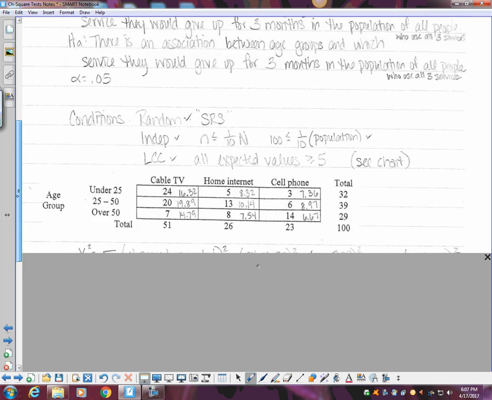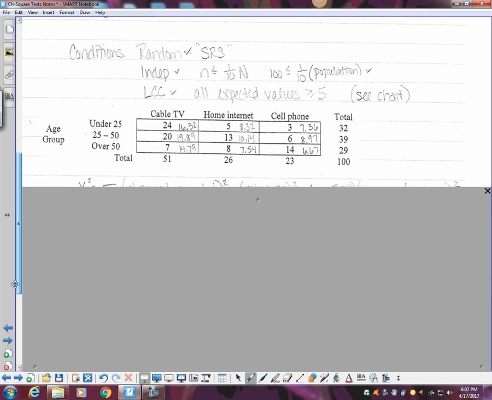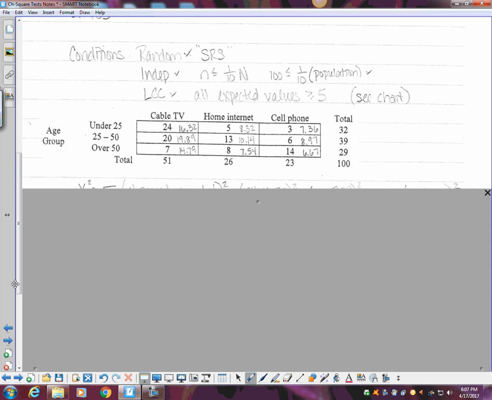Now, this is the one, I don't know if y'all remember, but it had 120 in the problem, but it's 100 here. So it says only people who actually owned all 3 devices were interviewed. So we sampled 120 people. Apparently 20 of them didn't use all 3. So I only have 100 people in my sample size. If you didn't catch that and put 120 there, I don't think it would kill you. I don't think it would drop you a whole point. But I think it could gather with some other tiny careless mistakes and accumulate to a whole point.